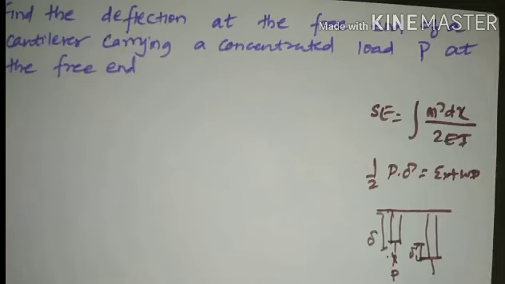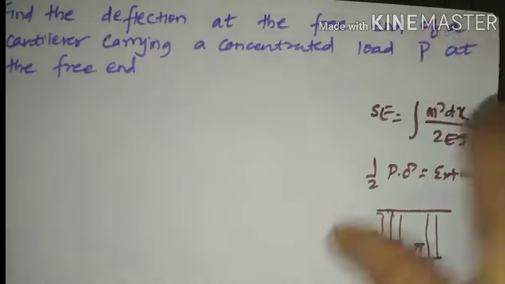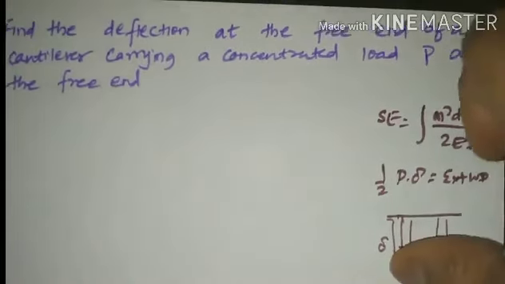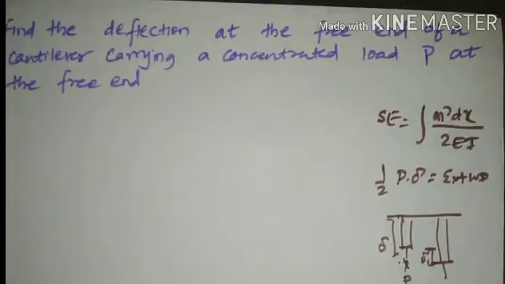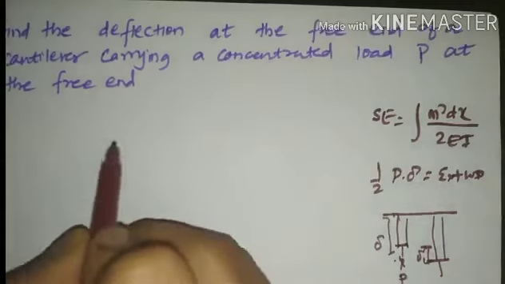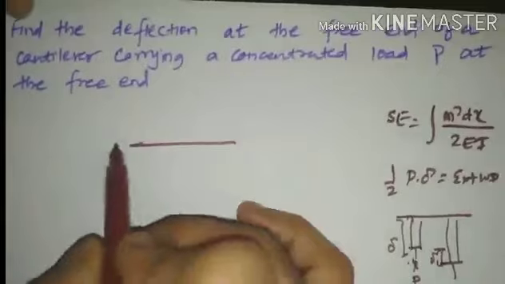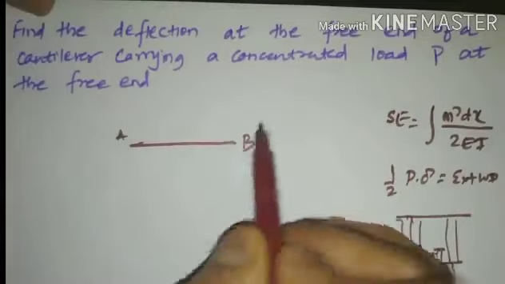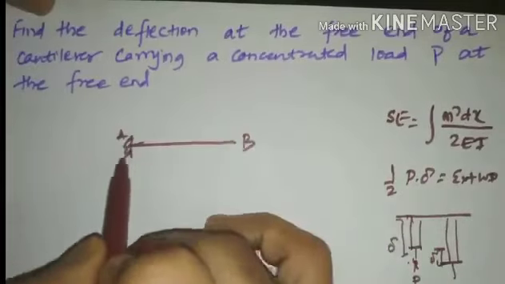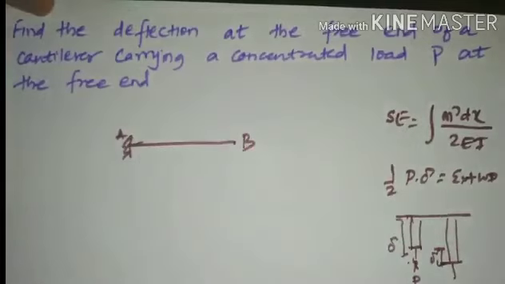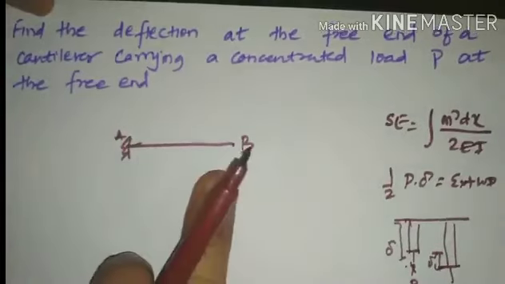To begin with the solution, here is the given statement of the problem. What it says is to find the deflection at the free end of a cantilever beam carrying a concentrated load P at the free end. So we need to first represent a cantilever beam. A cantilever beam is a beam wherein one end is fixed, the other end is free. In that particular case, we shall consider a beam and name it A and B. We shall make one end fixed, the other end free. The fixed end will be named as A and the free end will be named as B.